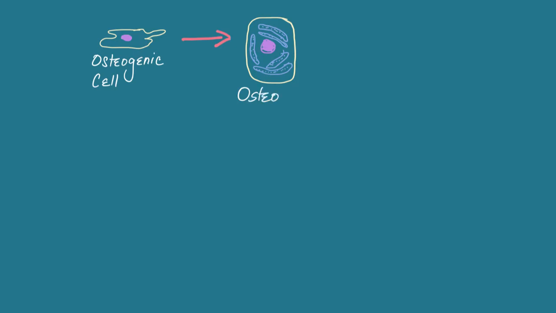We'll start with the osteogenic cell. The osteogenic cell gives rise to the osteoblast. The osteoblast is the developing bone cell. However, the function of the osteoblast is to make the bone. It does this by making the protein collagen and releasing it. Collagen is made in the rough endoplasmic reticulum of the osteoblast, which is shown here in blue.